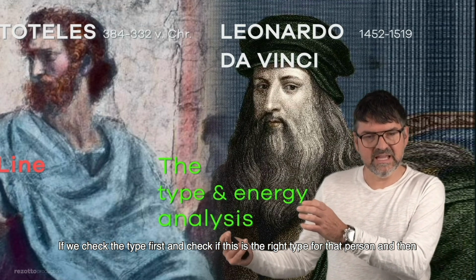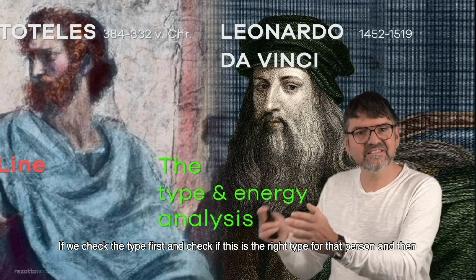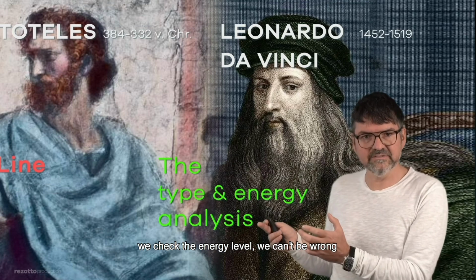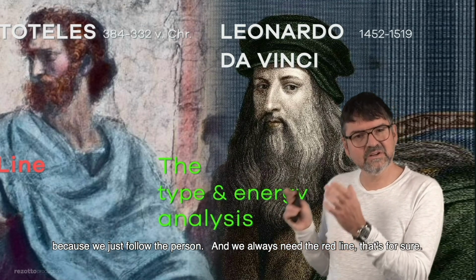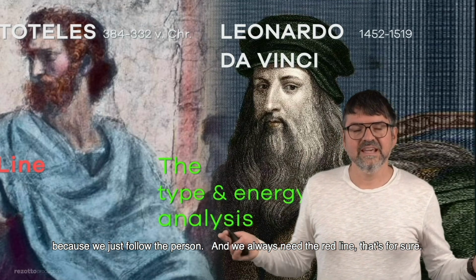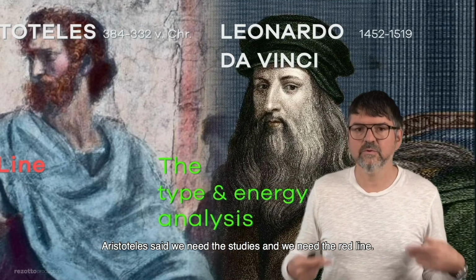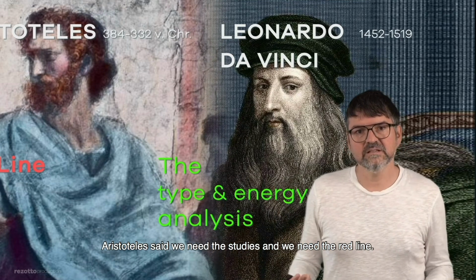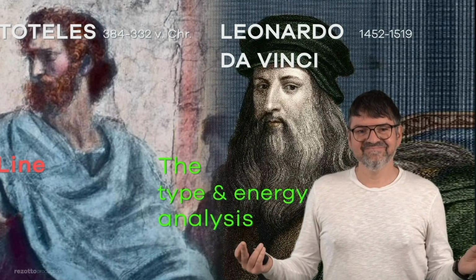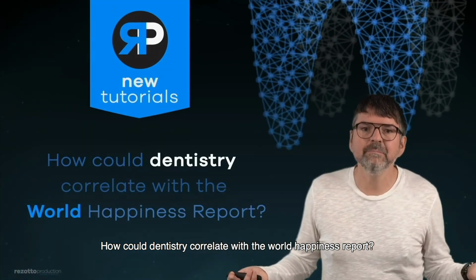If we check the type first and check, is this the right type for that person? And then we check the energy level. We can't be wrong, because we just follow the person. And we always need the red line, that's for sure. Aristotle, we need the studies, and we need the red line. It's just a different approach. And I would say, how could dentistry correlate with the World Happiness Report?